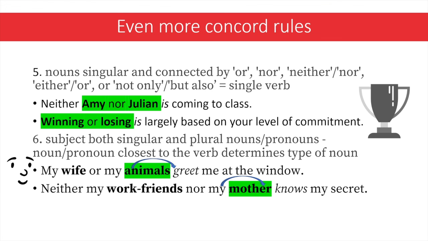Now, who thought Concord had so many rules? So let's plow through number 5. Now, if the nouns that make up a subject are singular and connected by the words or, nor, either or, not only, but also, then the verb is singular. For example, neither Amy nor Julian. Now, let's just look at it separately. If we don't have the word neither and we just say Amy is coming to class, Julian is coming to class, or Amy is not coming to class, Julian is not coming to class. Do you see why we could use the singular form there?